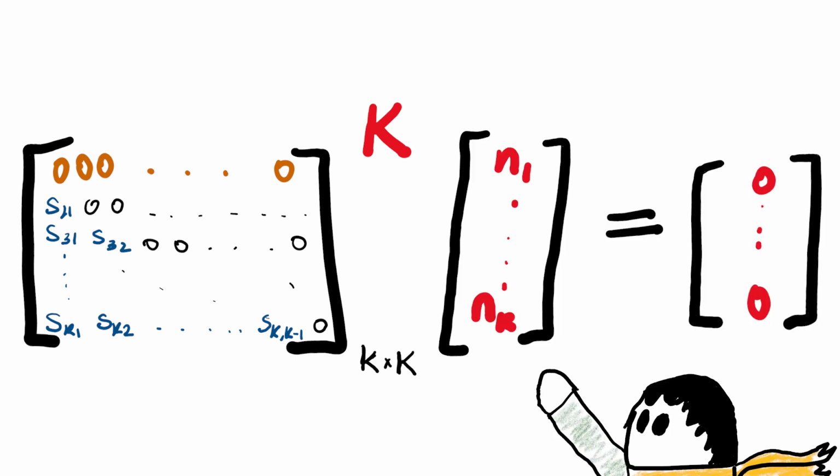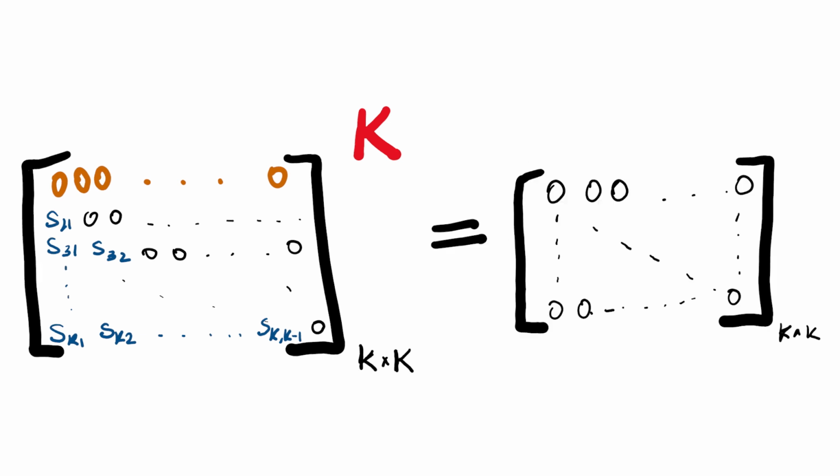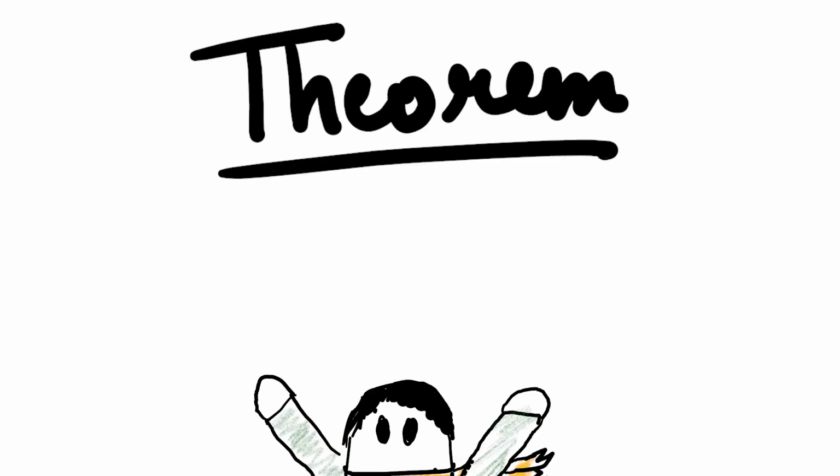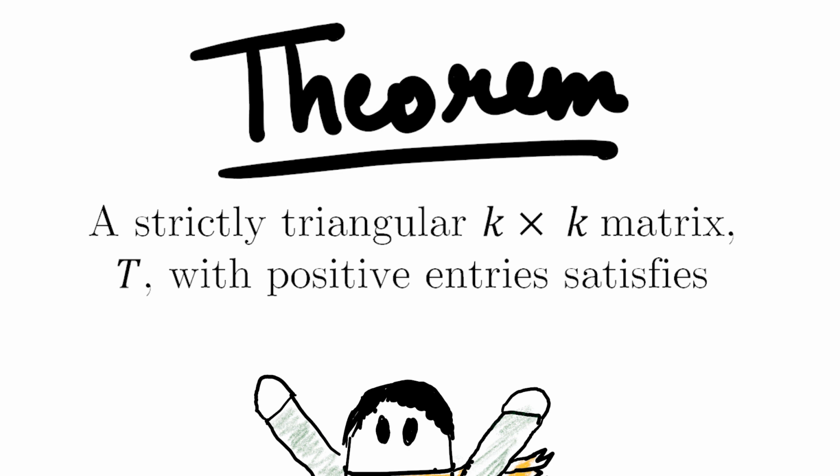Our starting population could have been anything, and so the only way this makes sense for all starting populations is that this matrix is the 0 matrix. What we have done is shown the theorem that any strictly lower triangular matrix with k rows, when raised to the power k, gives the 0 matrix.